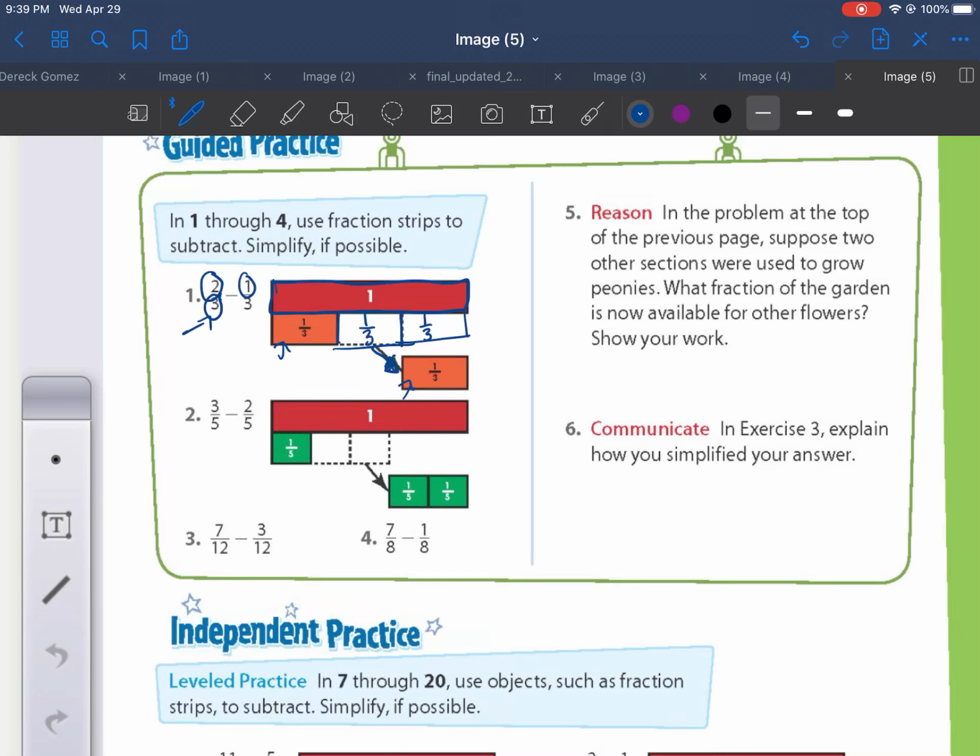How many pieces will be left? There's only going to be 1/3 left.